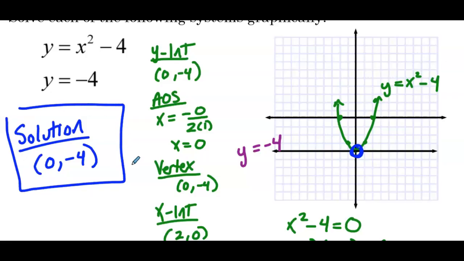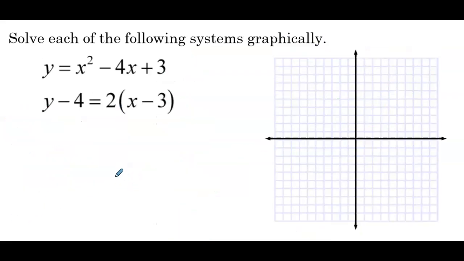Okay, so briefly, let's just run through the last cases that we've seen. We've seen a quadratic and a linear function intersect in 2 points. We've seen them not intersect at all, and we've seen them intersect at 1 point. So those are the 3 different possibilities that we can get when we're solving a system of linear quadratic functions. In this case, we're solving them graphically. So let's look at one more example. y equals x squared minus 4x plus 3, and y minus 4 equals 2 times the quantity x minus 3.